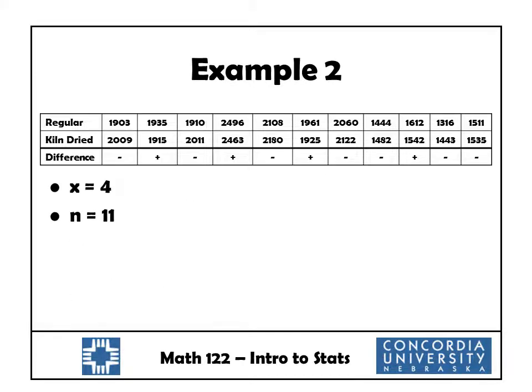So now we need to do our sign test. Again, we're not looking at those actual numbers there in the top two rows. All we're interested in is the plus and minus signs. So notice that we have there 4 plus signs, 7 negative signs. So n is 11 and x is 4. So there's my test statistic, x equals 4.